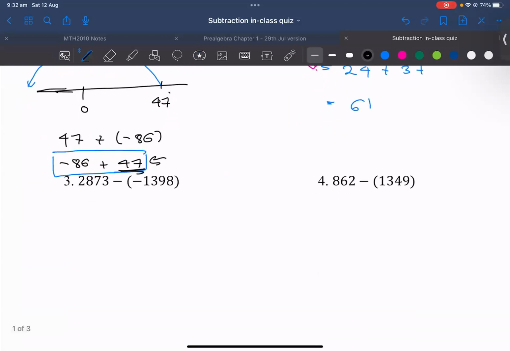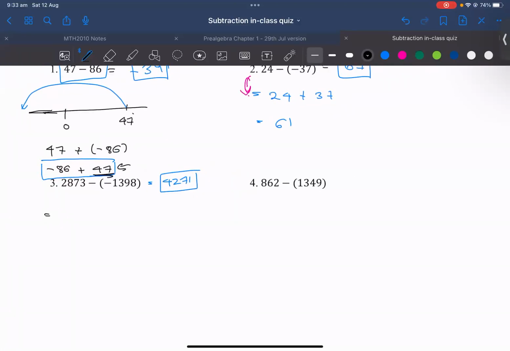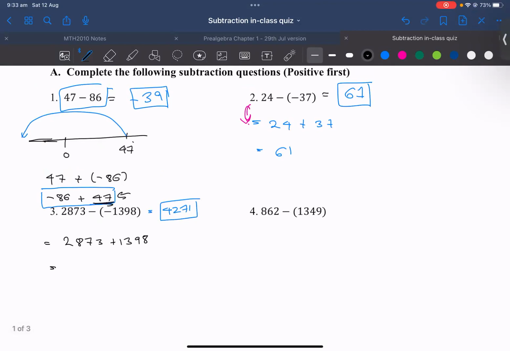All right. So the next one is 287 minus negative 1398, and the answer is 4271. Any questions with this? No. And it's again the same concept, right? Subtraction of a negative becomes adding a positive number. Just add it like normal, and that's a long, easy addition. And then 862 minus 1349 becomes negative 487.